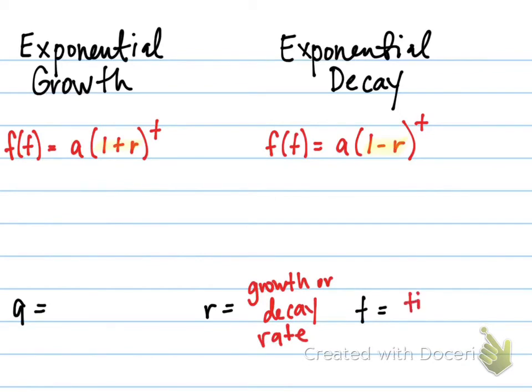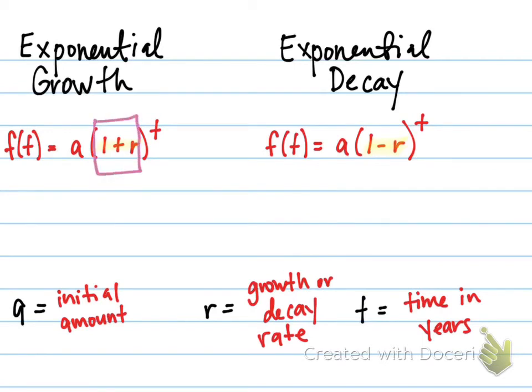T represents the time in years. And A represents your initial amount. And so if I were comparing this to the exponential function that we talked about earlier, this right here, 1 plus r, would be considered my growth factor, and 1 minus r would be my decay factor.